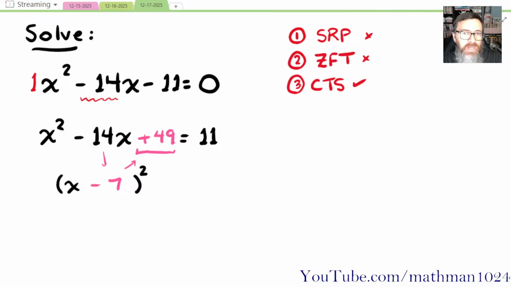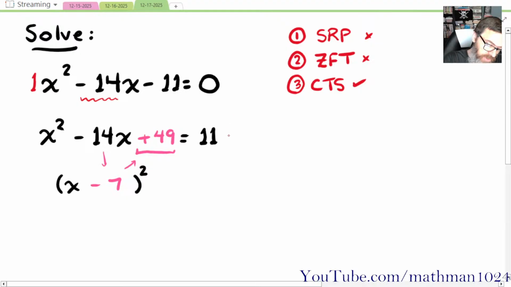But if I add 49, that changes the problem, unless I also add 49 to the other side of the equation. So let me add 49 over here. Now our equation is balanced. What we did on one side, we did to the other side. On the left side, we did that so that we could factor. On the right side, it was for balance, and now we just add these, so we end up with 60.